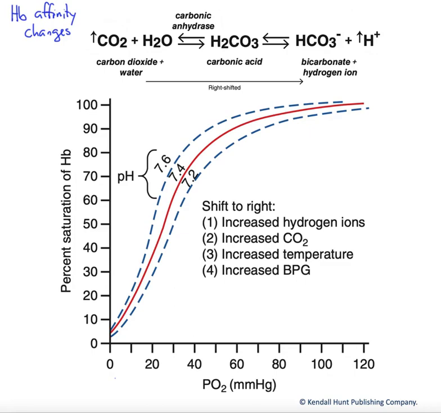Here we want to look at how the affinity of hemoglobin for oxygen can change relative to the environment of the tissues which it passes through. At the top here, we have our carbonic acid equation.